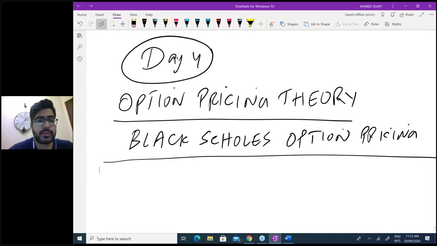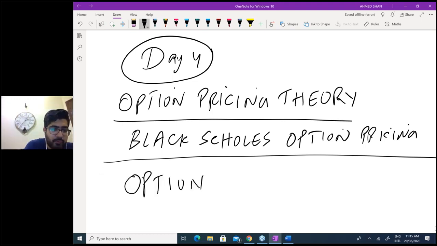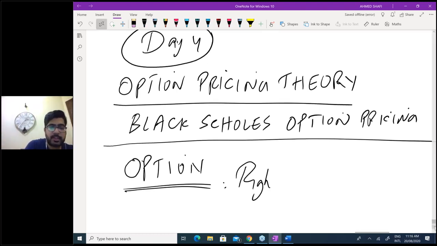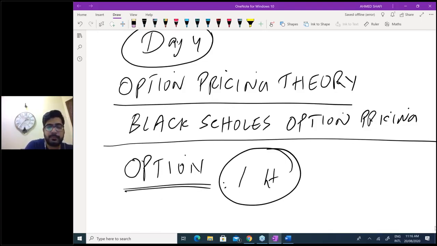So what is this Black-Scholes option pricing theory all about? Before starting option pricing theory, you first need to understand the concept of what exactly an option is. Option is basically a right.